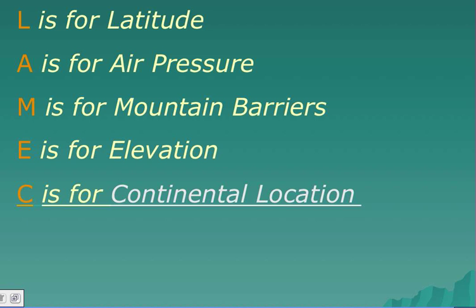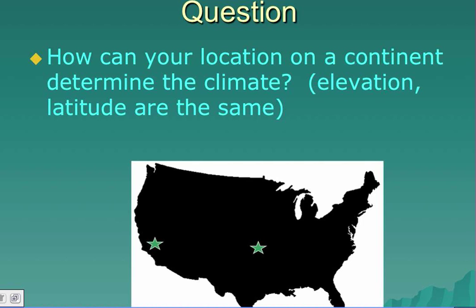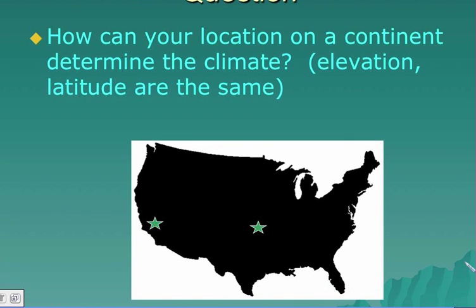Our final L.A.M.E.C.O.W for today is continental location. C, continental location. How does our location on a continent clue us into the climate when the elevation and the latitude are the same? So here I have 2 cities with the same latitude. Okay, their elevation is the same. One is not higher than the other. How would these climates differ?